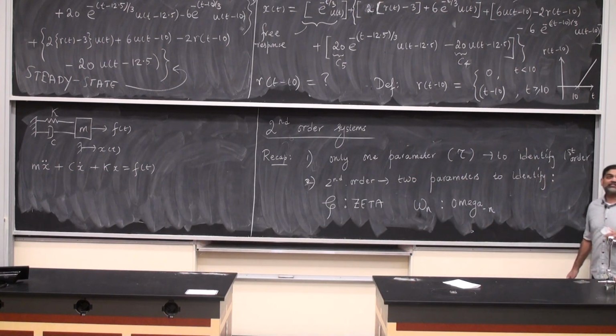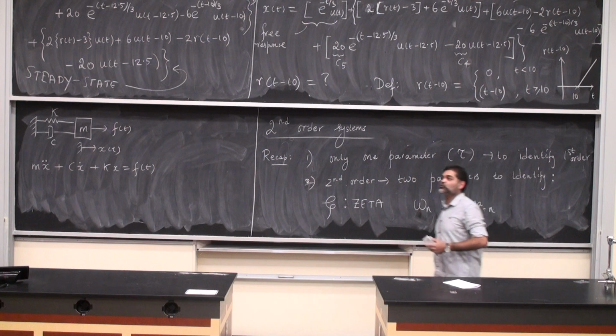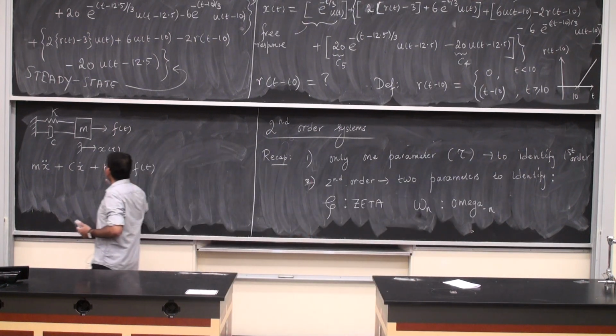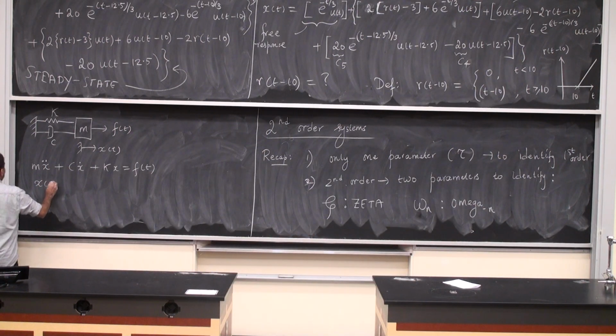How many initial conditions do I need? This is a second order system, so I need two initial conditions. Right? So this is x of 0 is equal to x naught. x dot of 0 is some v naught. Okay?